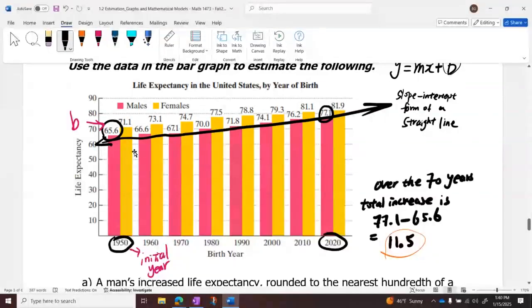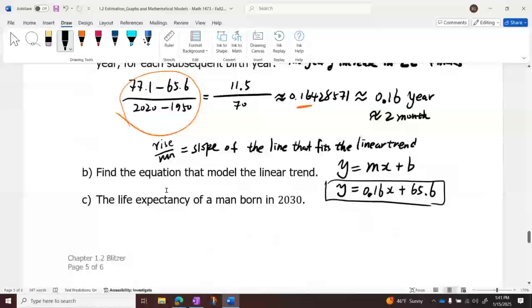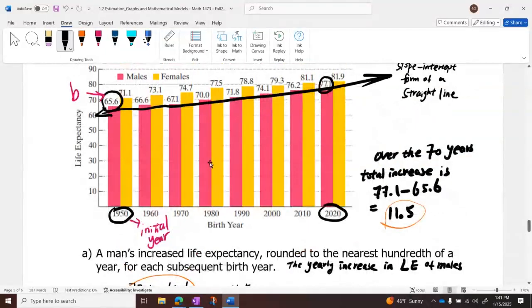And let me repeat the key information here. For part B, we need to find the equation for the line, right? We need to know the value for the slope, and then we need to know the value for b. The slope is just the answer you got from part A, the yearly increase in the life expectancy of males. B here, the constant, is just the life expectancy in the initial year. In this case, it is 1950. So it's the value on top of the shortest bar, 65.6.